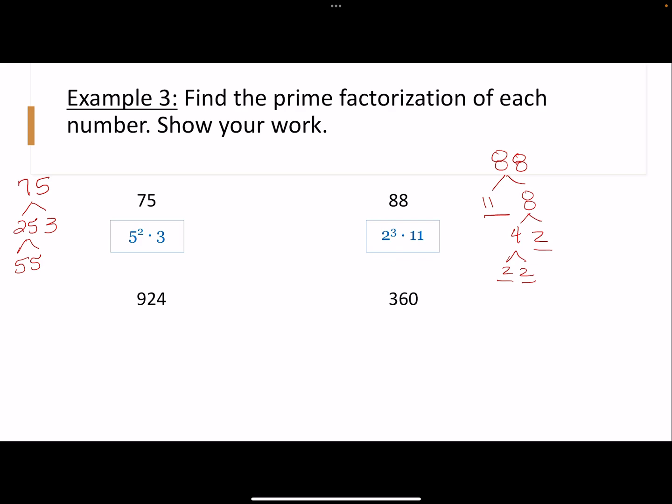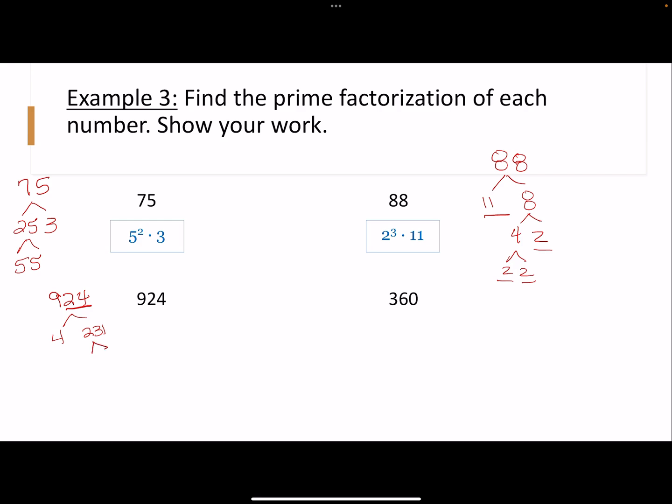What about 924? Okay, so we got a large number, so I'm going to look at my divisibility rules. I know that that is divisible by 4. How do I know that? Well, 4 divides into 24. So if 4 goes into 24, 4 goes into 924. So 4 goes into 924, let's see, that's 231 times. Let me double check because I'm doing this in my head with you. Okay.